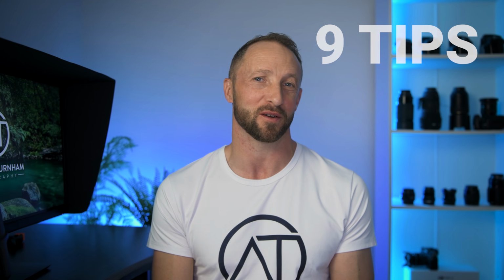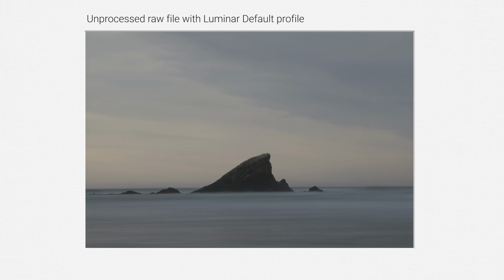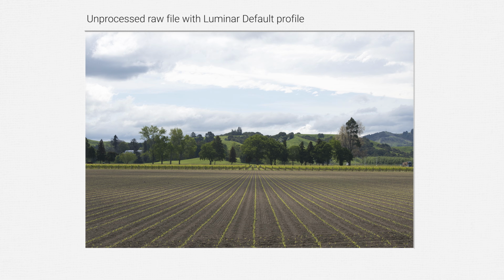In this video, I've got 9 tips for you to get the most out of your photo editing in Luminar Neo. The first one's really important, and that is to apply a camera matching profile wherever possible. As standard, your file has the default Luminar Neo profile applied to it, and it's a pretty good profile. However, if you can use one of the camera matching profiles, you're going to find that your colors are much more accurate, the contrast is more accurate, and you're at a much better place to start your edit rather than relying on a generic profile.